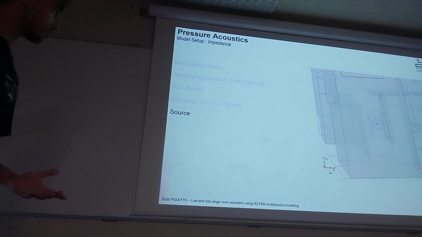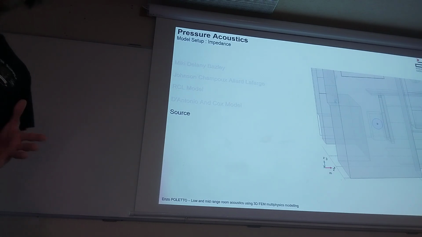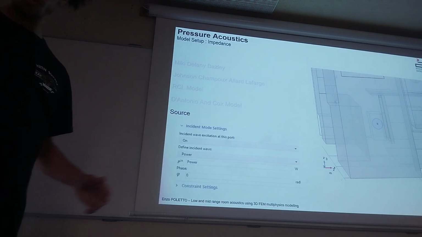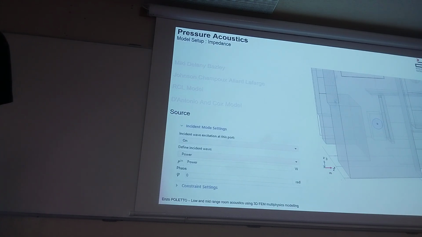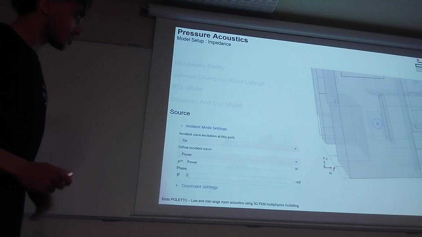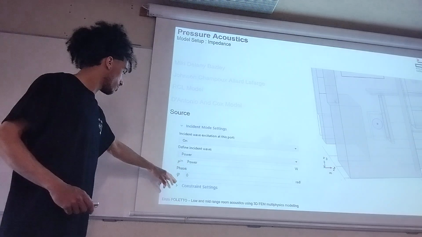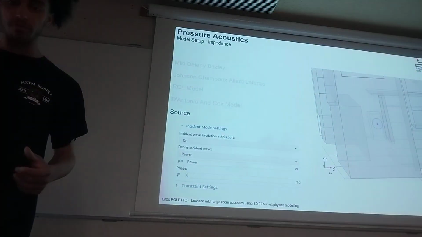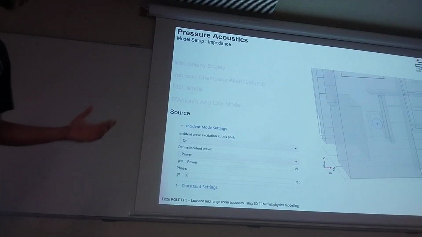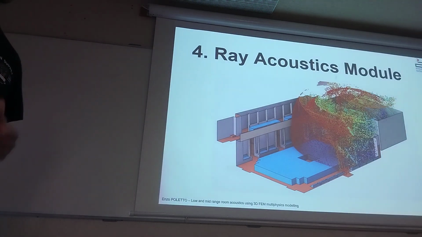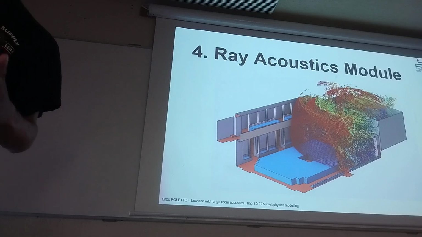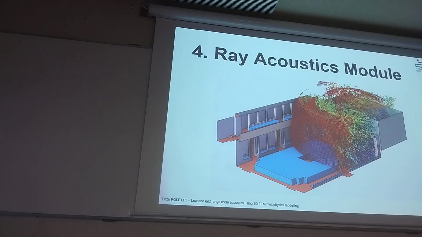And now I need a source. So the source in low frequency is the subwoofer. And the subwoofer is designed like that. We're going to use a port. It's something called a port model, where I just have to tell it the power, and eventually, if I have some phase information, I can also tell it about the phase. So that's all for the setup of pressure acoustics, low frequency, and now we shift to high frequencies with ray acoustics.